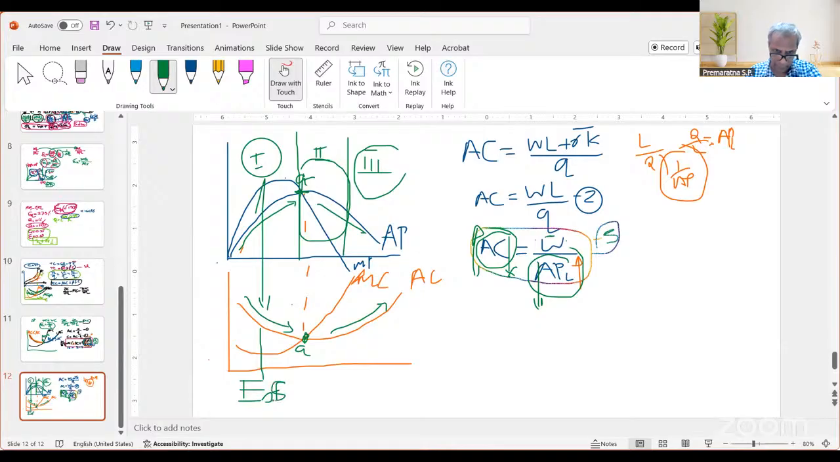Sorry, the economies of scale. Here, on the positive side of the average cost curve, there we got the diminishing production side. Here is what we call diseconomies of scale.